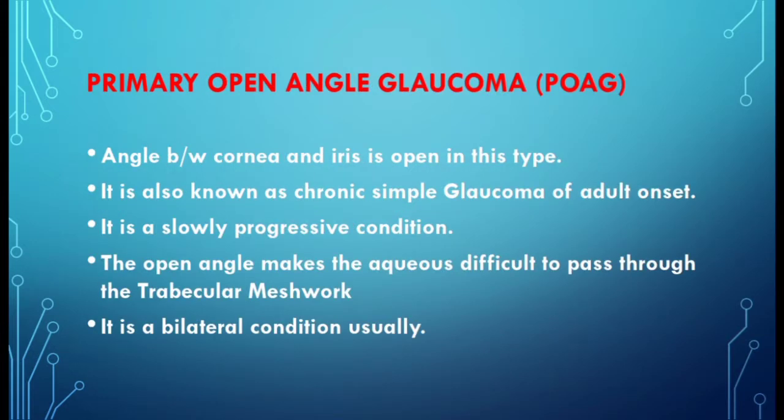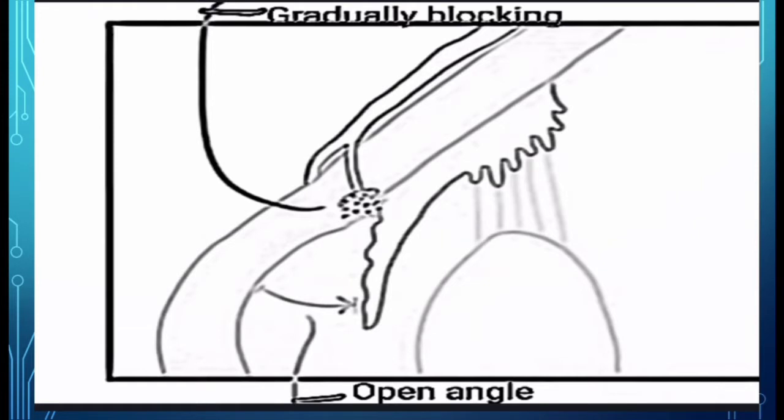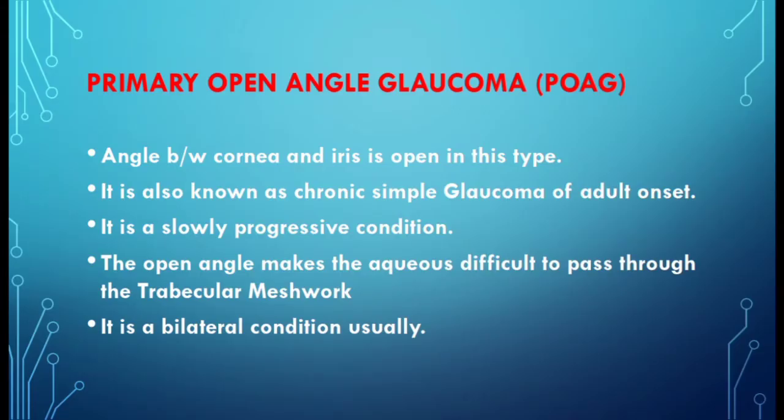Next, primary open angle glaucoma. In this type, the angle between the cornea and iris is open. Look at the image. In this image, the angle between the cornea and iris is open, so it is termed as open angle. It makes the trabecular meshwork passage get blocked. So due to the blockage of the trabecular meshwork, the aqueous finds it somewhat difficult to pass through it. Gradually intraocular pressure rises and this condition leads to primary open angle glaucoma. It is also known as chronic simple glaucoma of adult onset. It is a bilateral condition. Bilateral means the glaucoma affects both the eyes.